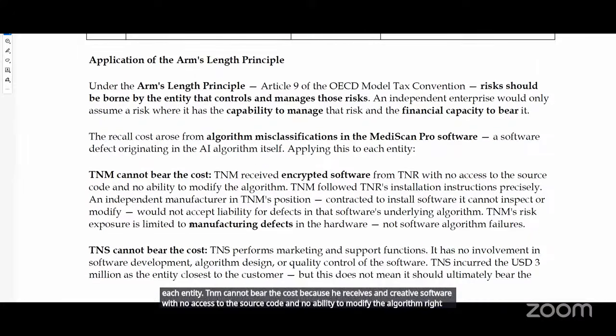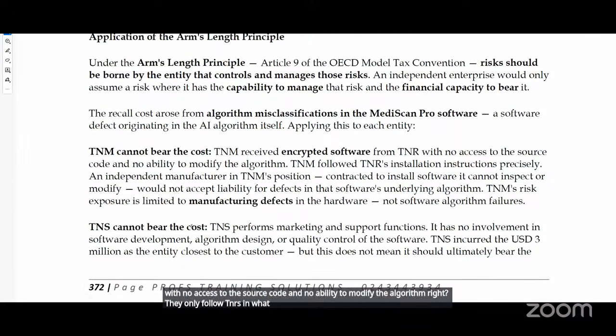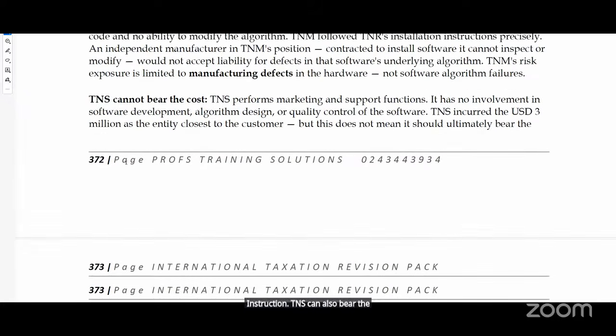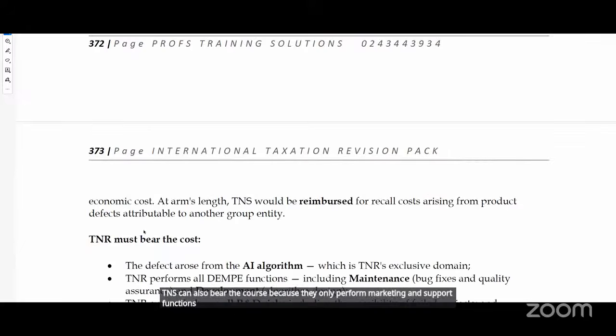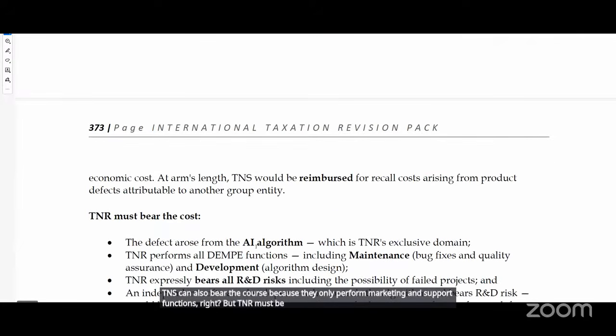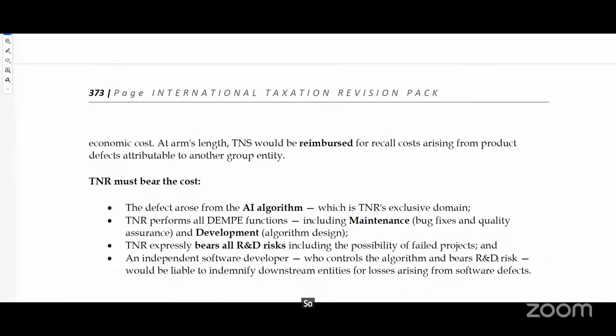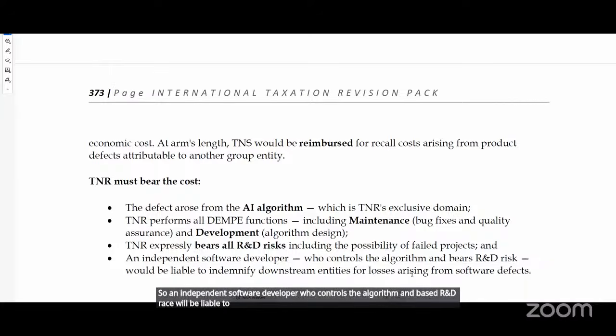They only follow TNR's instruction. TNS also cannot bear the cost because they only perform marketing and support functions. But TNR must bear the cost because it arose from the AI algorithm, which is TNR's exclusive domain. TNR performs all DMP functions, and TNR bears all R&D risk, including the possibility of failed projects. So an independent software developer who controls the algorithm and bears R&D risk will be liable to indemnify downstream entities for losses arising from software defects. So that's how you deal with such a question. Are we okay?